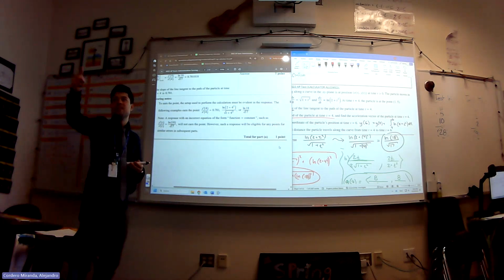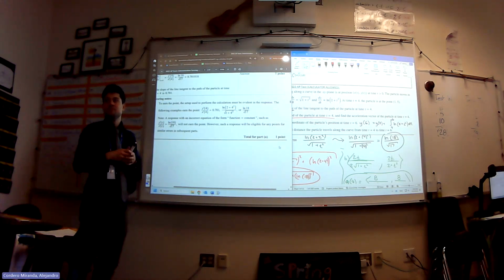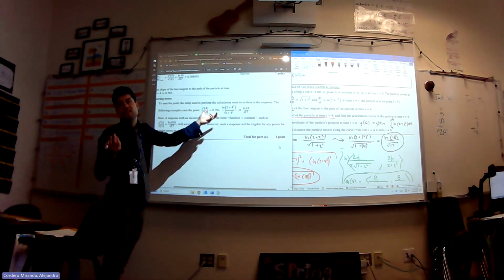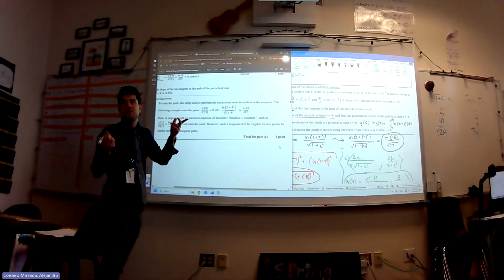This is why I'm showing you these. If you were to answer just y prime of 4 over x prime of 4, you have to actually solve it. That seems like the quickest thing, since you've already plugged in. Then Desmos would tell you that's 0.701 at least. Yeah, so you could just do that.